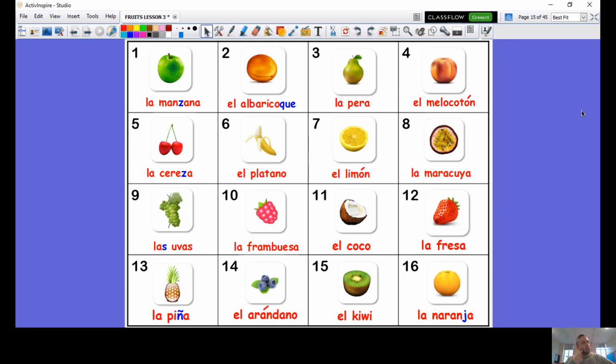El arándano. El kiwi. La naranja. Muy bien, well done. Let's move on.